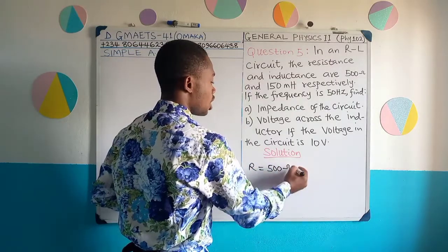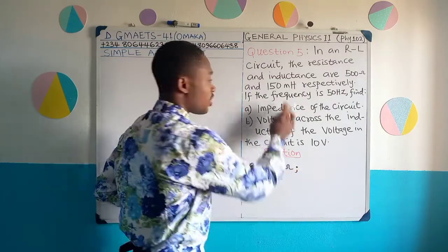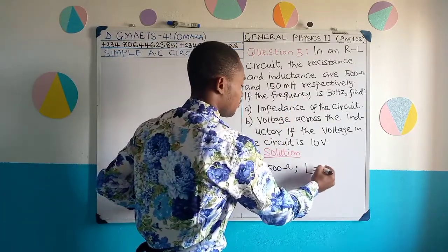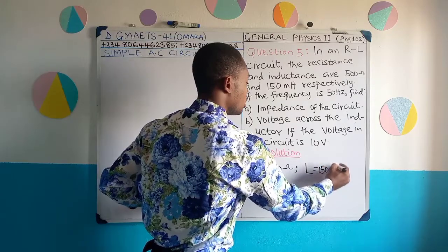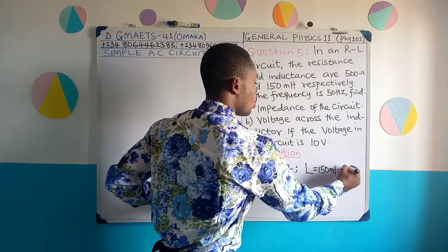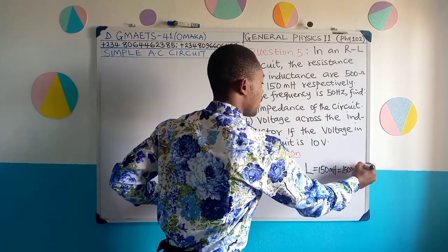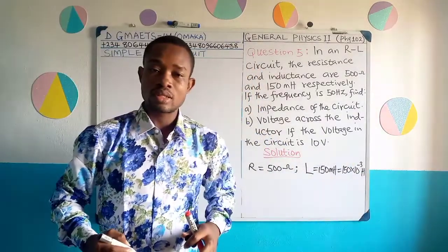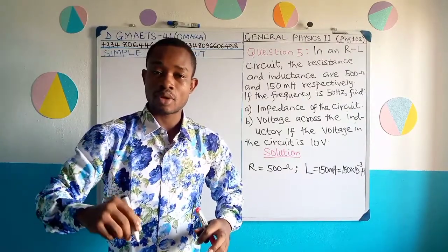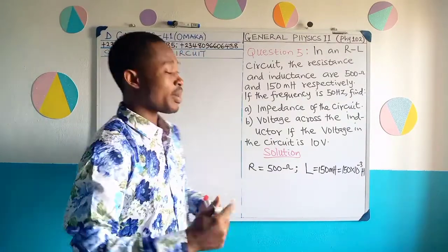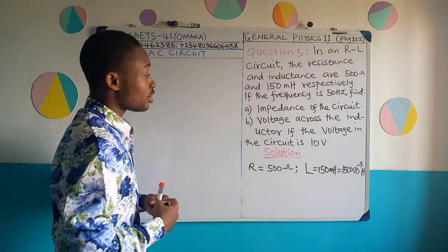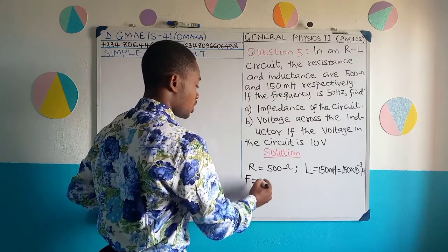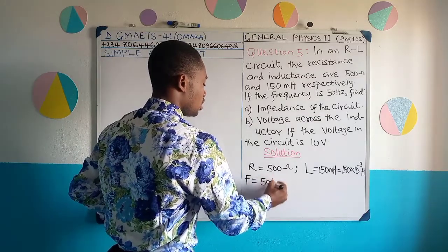R is 500 ohms. And then we were given the value of the inductance, L. L is 150 millihenry, which is the same as 150 times 10 raised to the power minus 3 Henry. Remember, milli is the same as dividing that number by 1000, which is the same as multiplying by 10 raised to the power minus 3. The frequency of the alternating current was given to us to be 50 Hz.